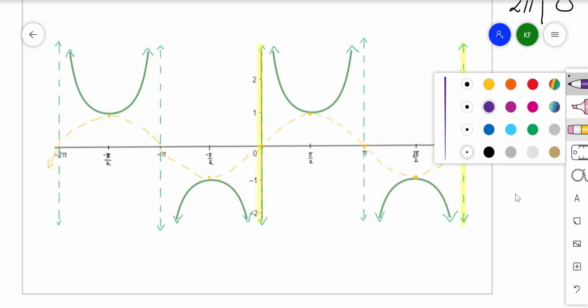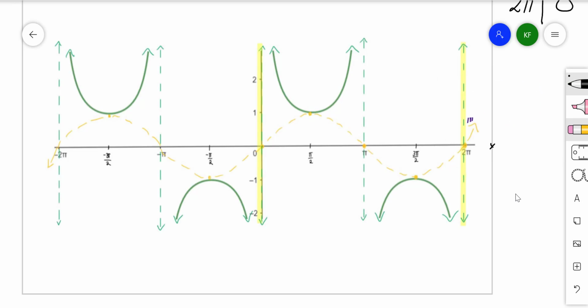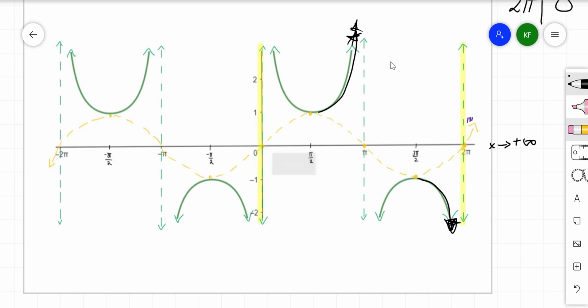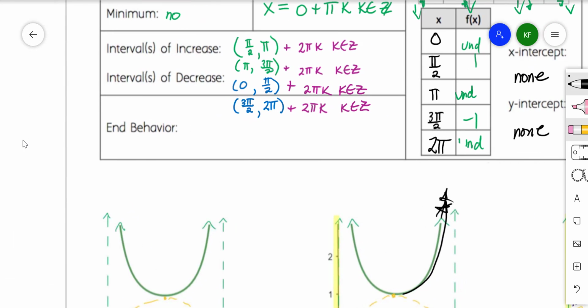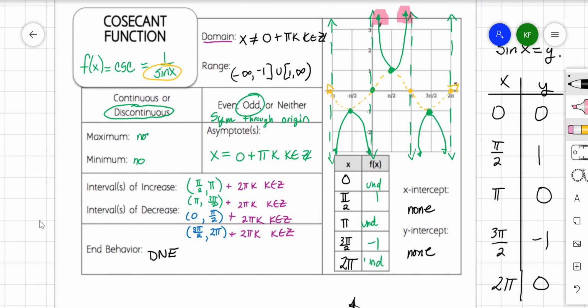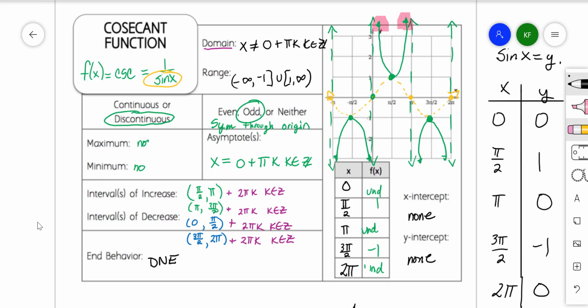When we look at the green, as x now goes to positive infinity, what's happening to the graph is, for cosecant, it will never have a bound. And it doesn't matter if we're going the opposite way. There's going to be no y values where that makes sense for the graph. So up here for end behavior, the end behavior does not exist. There is no bound there. So does not exist. And that is your graph for cosecant and all the characteristics. So make sure you're studying this stuff.